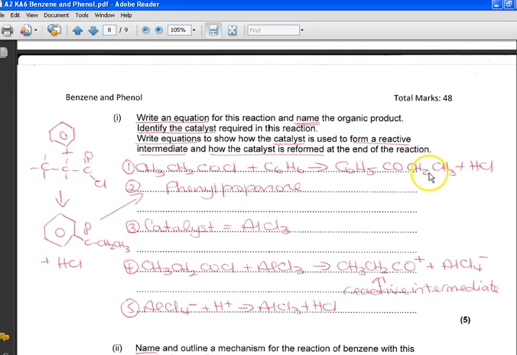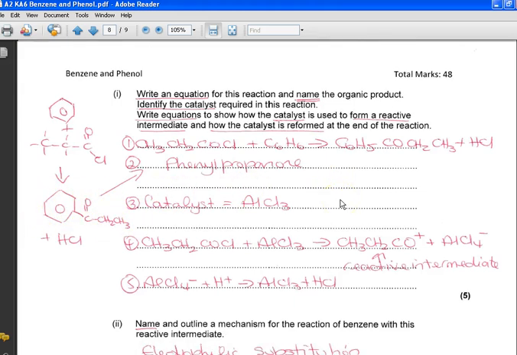If you didn't write it like this, you didn't get the mark, because you have to show the arrangement of atoms, which you invariably do with organic molecules, because they can be arranged in lots of different ways. You need to make it absolutely clear how they're arranged, using structural formula or displayed formula. In this case, I would use structural formula. The name, phenylpropanone, because this is the propanone bit, phenyl as in benzene ring.